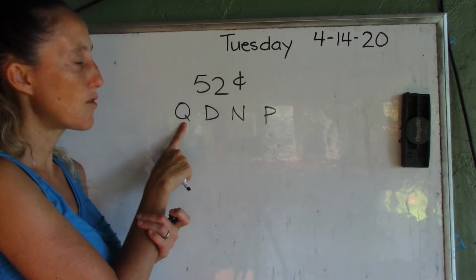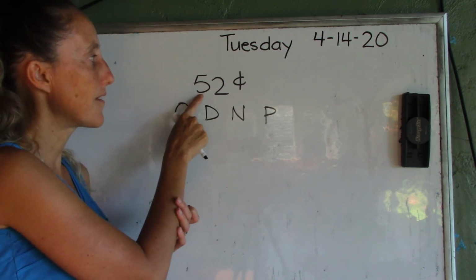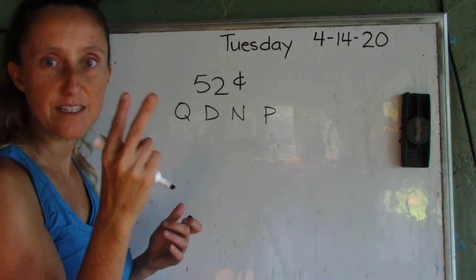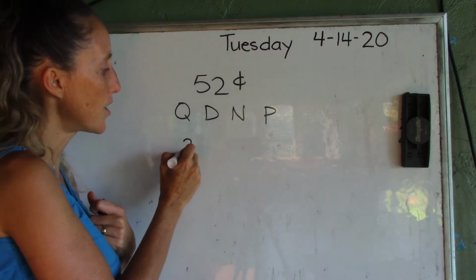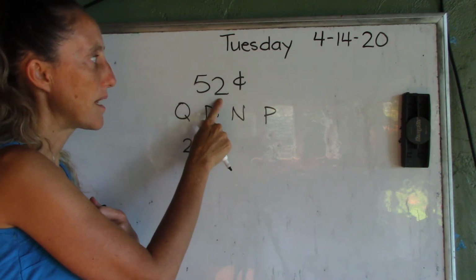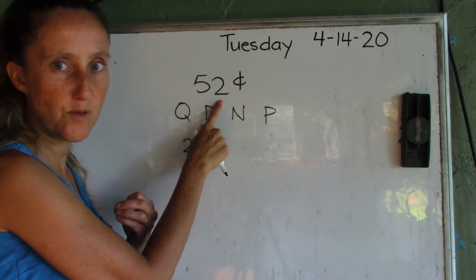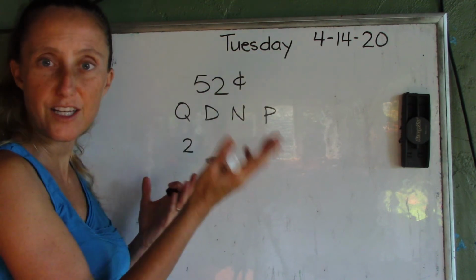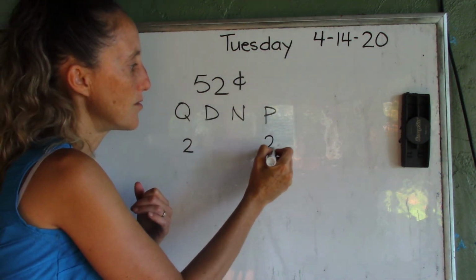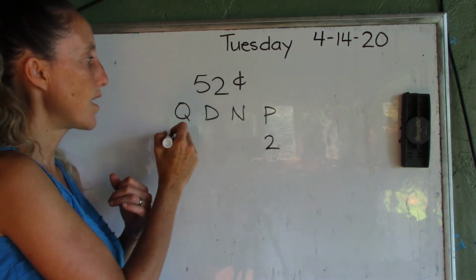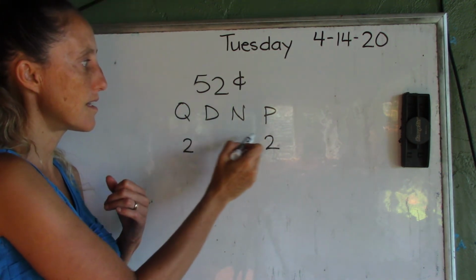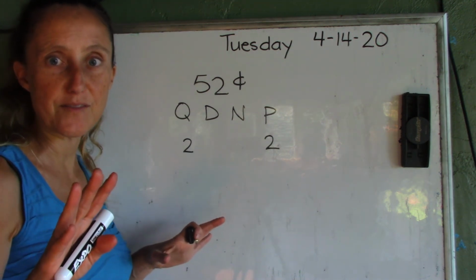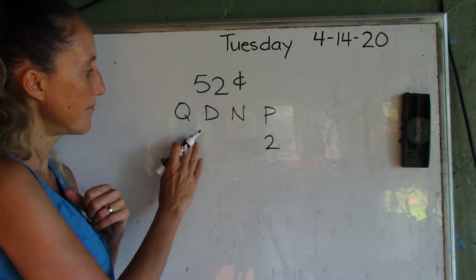So if we're using some quarters, how many quarters make 50? Right, 2 quarters. 25, 50. So I could use 2 quarters to get 50 cents, but I still need 2 cents more. What can I use to make 2 cents? Right, I could use 2 pennies. So I put 2 pennies. So to make 52 cents, one way would be to have 2 quarters and 2 pennies. But that's not the only way we can make 52 cents. Can you think of another way?